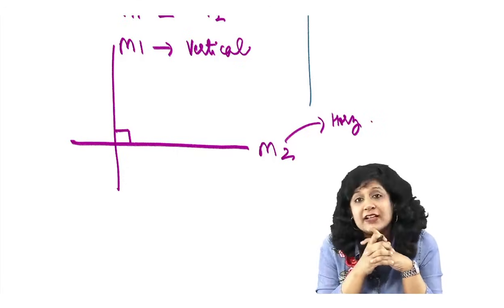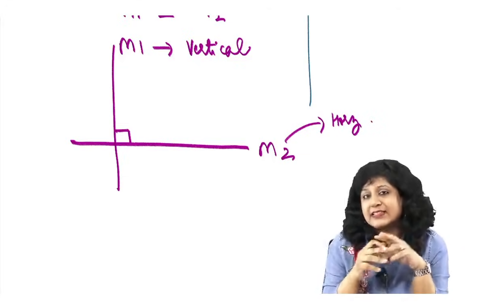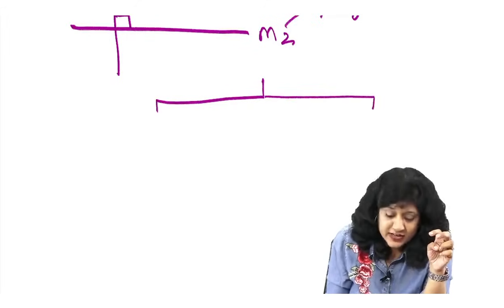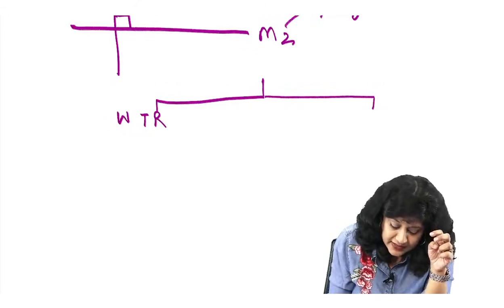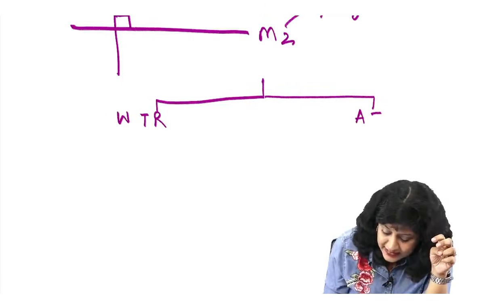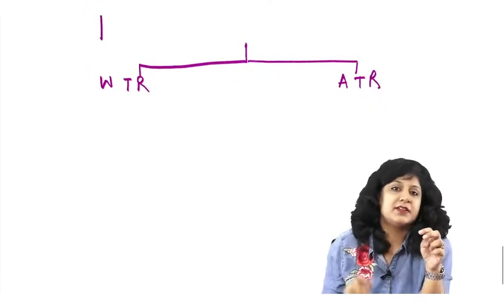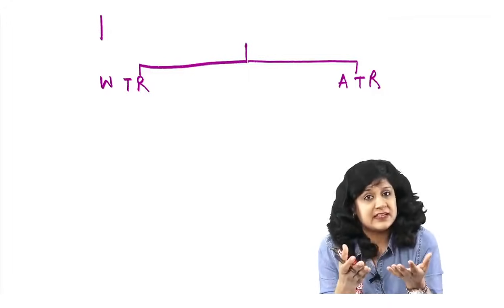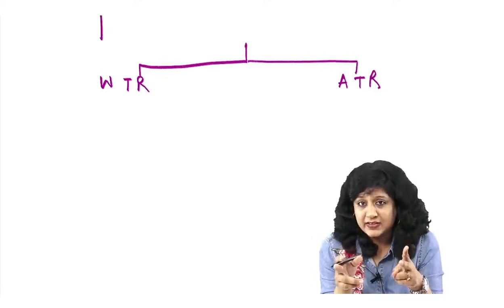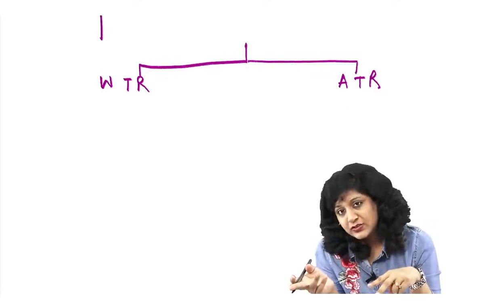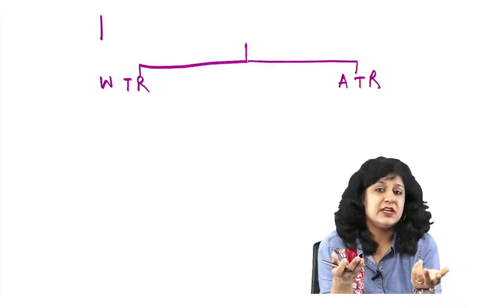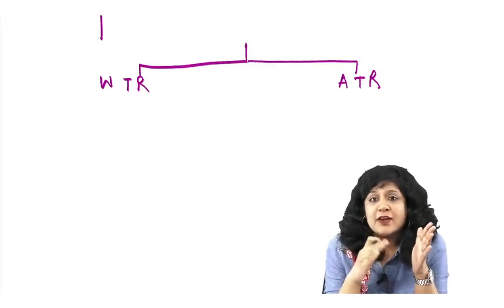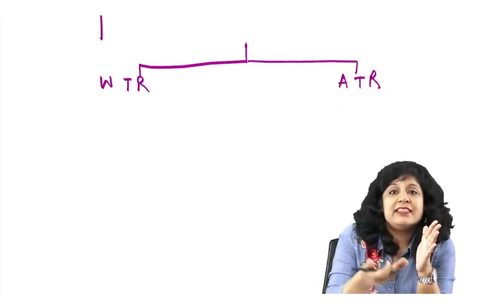Alright. Now, once you are clear what is regular astigmatism, we will try to understand what is with the rule astigmatism and what is against the rule astigmatism. When I am saying that it is a regular astigmatism, I have got two meridians which are perpendicular to each other, and one of them is horizontal and another is vertical. Obviously, one of them will be more curved than the other.